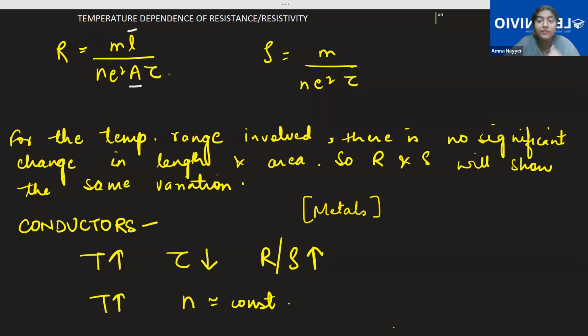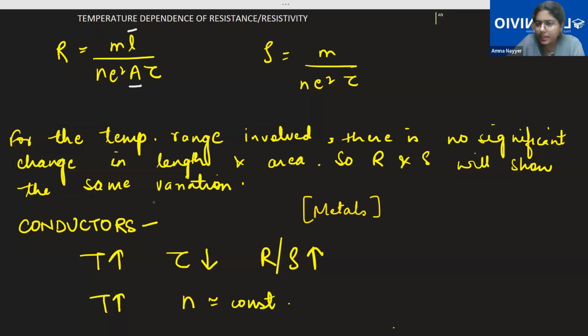So there is no significant change in resistance or resistivity. Resistance will also change with the same amount, resistivity will also change in the same amount. Now, a few graphs are there. You'll draw them properly, write the theory part also well for them, and these are very important.